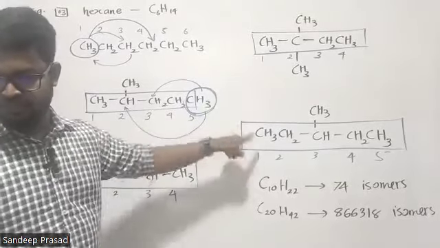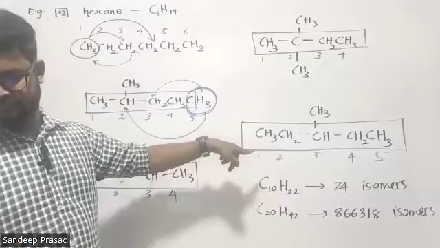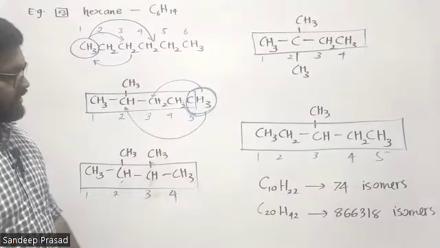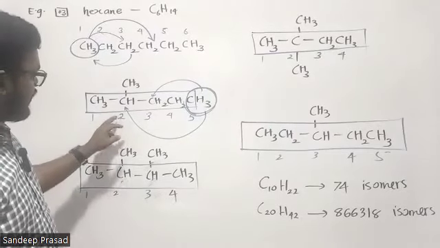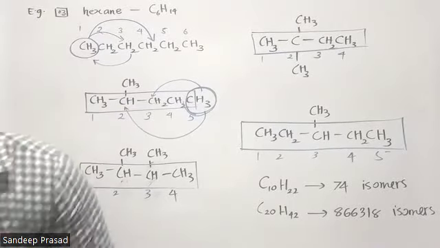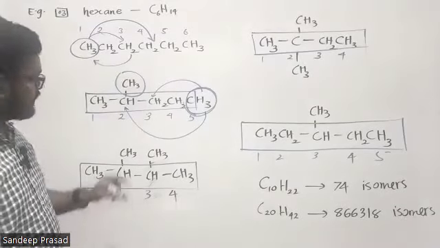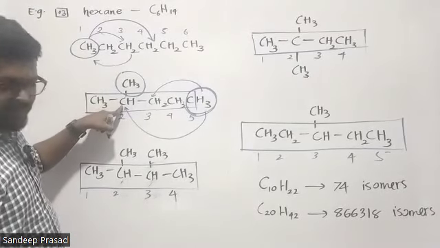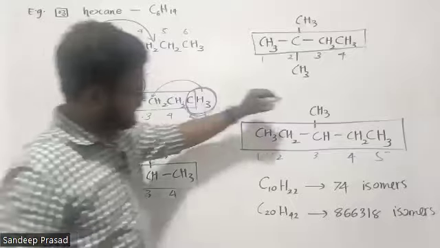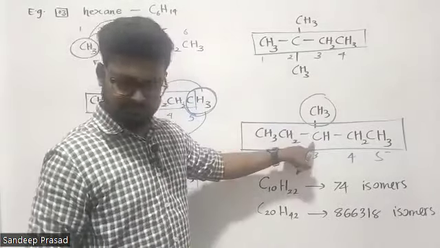Are these two structures the same? No, they are not the same. As I mentioned, this is the branch. Here we have a CH3 branch. That CH3 branch is connected to which carbon? In the second one, it is connected to the second carbon. In this structure, the CH3 branch is connected to 1, 2, 3.